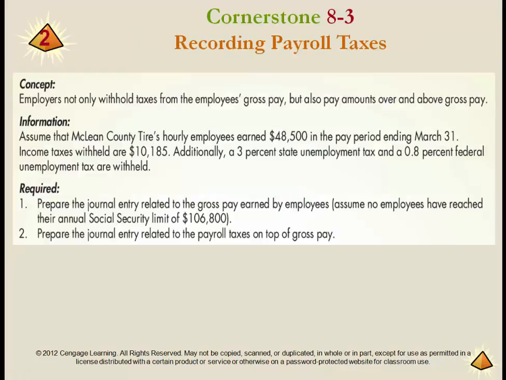Now you notice here it says employers not only withhold taxes from the employee's gross pay, but also amounts above gross pay. So what we're looking at here is McLean County Tire's hourly employees earned $48,500 in the pay period ending March 31st. That's collectively all the employees that McLean County Tire has. It's a whole bunch of people, and it ends March 31st. And notice here it says income taxes. So they're collecting this either for the federal or the state government. And then they have unemployment taxes that they also have to collect and pay. So those are a couple of things to take a look at. So let's look at our journal entry.